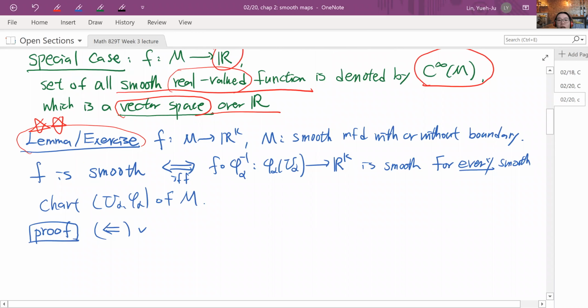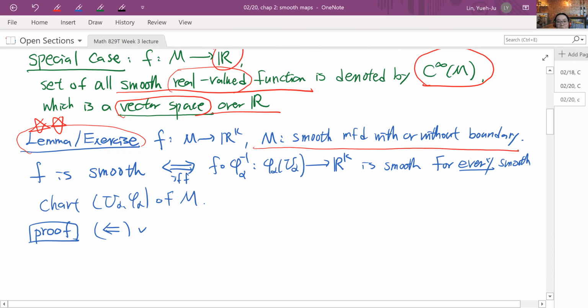This is essentially what the lemma says. If you have a smooth manifold, either with or without boundary, and you have a function from M to Rk, we say this is smooth in our sense above if and only if this function F composed phi inverse is smooth for every possible smooth chart in your manifold. And to prove this is actually not hard at all. It's exactly to take advantage that the transition map is a diffeomorphism.